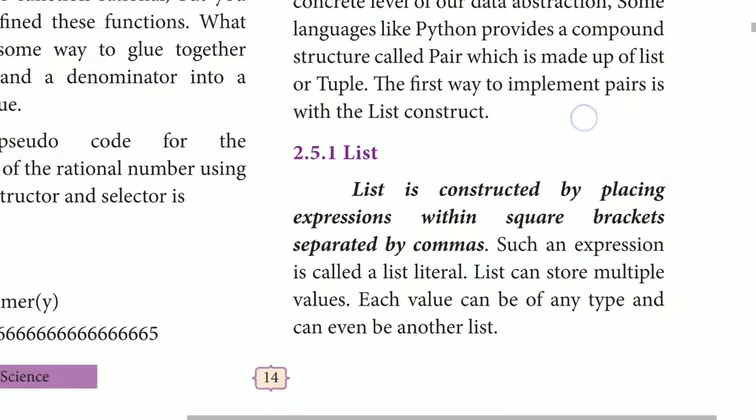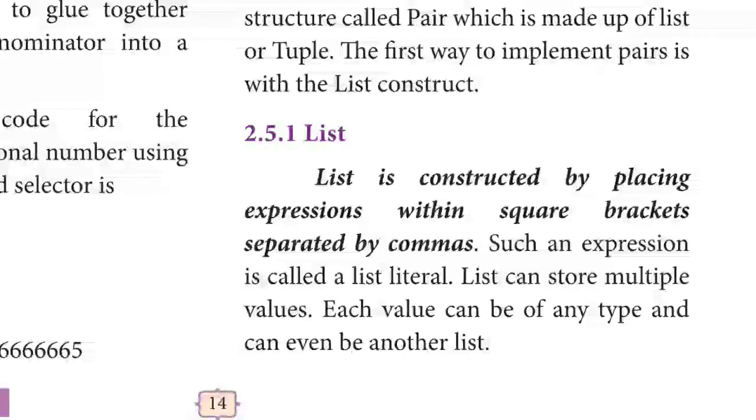So list is a construct. We'll see first what is a list. A list is constructed by placing expressions within square brackets separated by commas. Any expression or any value that is given inside the square brackets separated by commas. More than one value or more than one expression can be given inside the square brackets, and that content is known as a list.